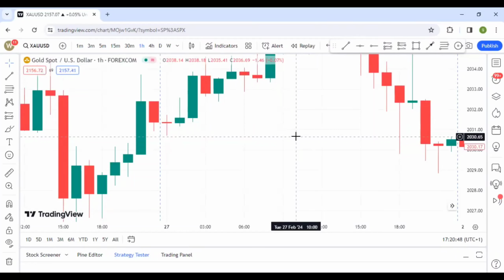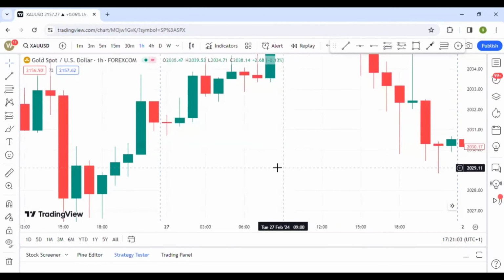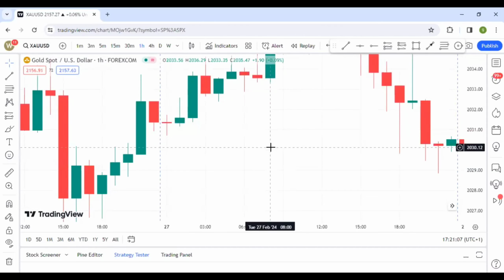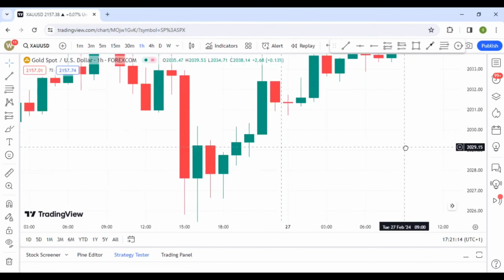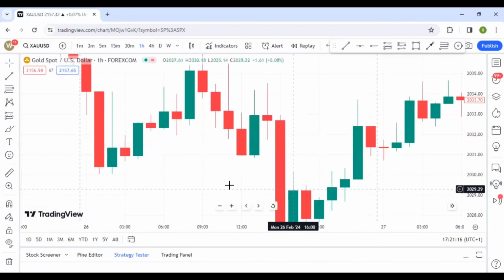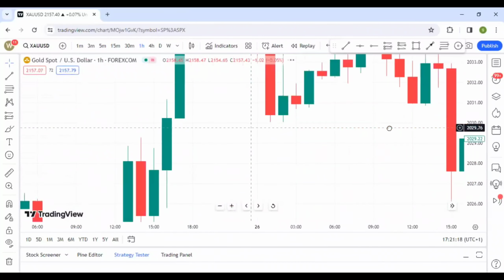So let's look for the next one. I think that is the last one. We still have three white soldiers and Morningstar. So now let's look at three white soldiers. They are just three long green candles following each other.